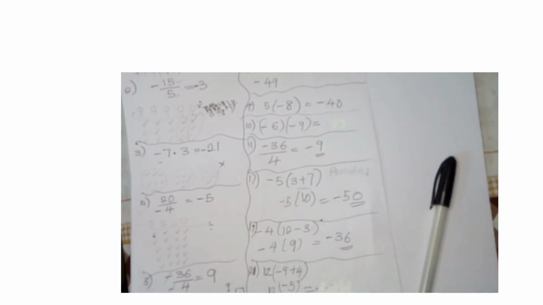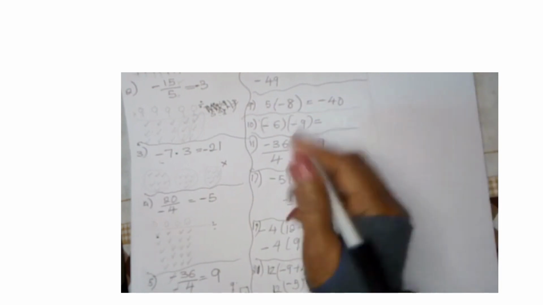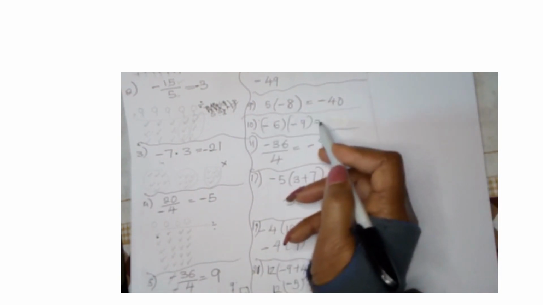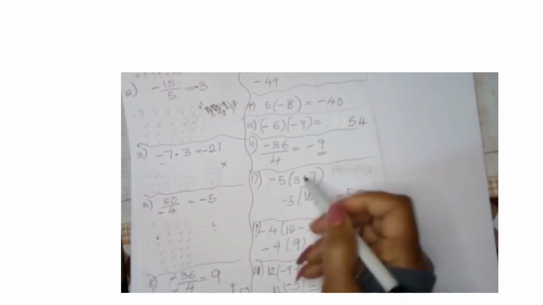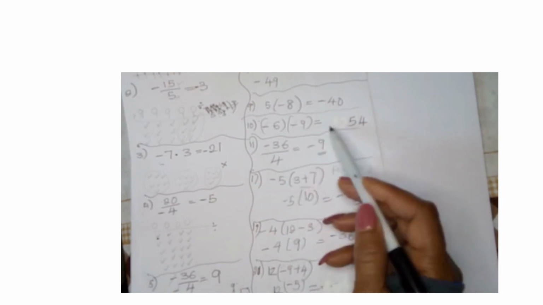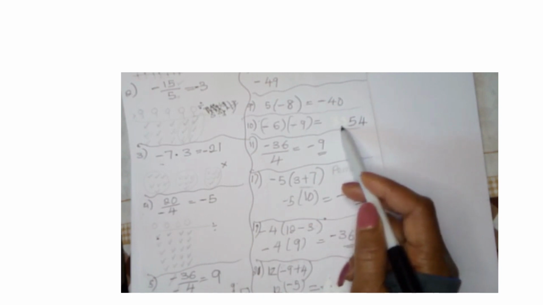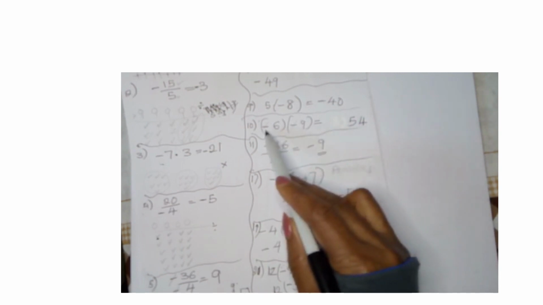I'm gonna let it dry. It will give you 54, not 57. That must be an error. It's 54, not 57. Because they have negative negative, your answer will be in positive sign. I'm going to write the answer here, 54 anyway, not 57. Because 6 must have an even number at the back, not an odd number. Okay, negative 6 multiplied by negative 9 will give you positive 54.